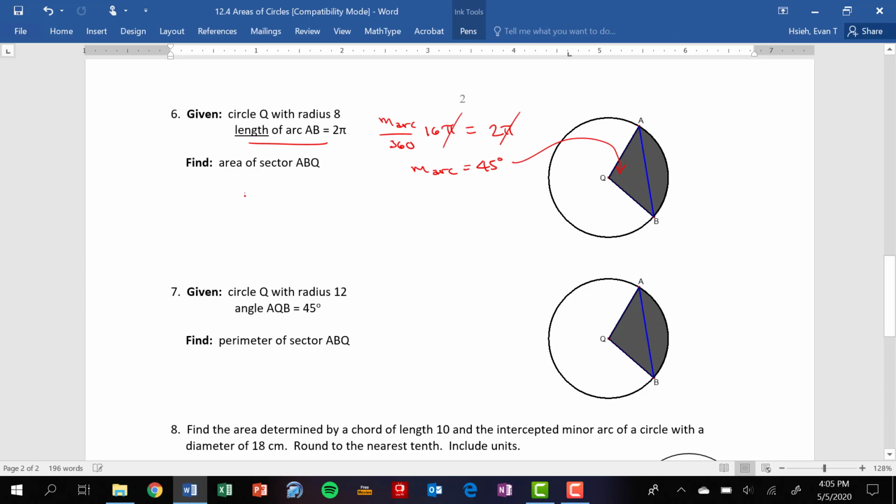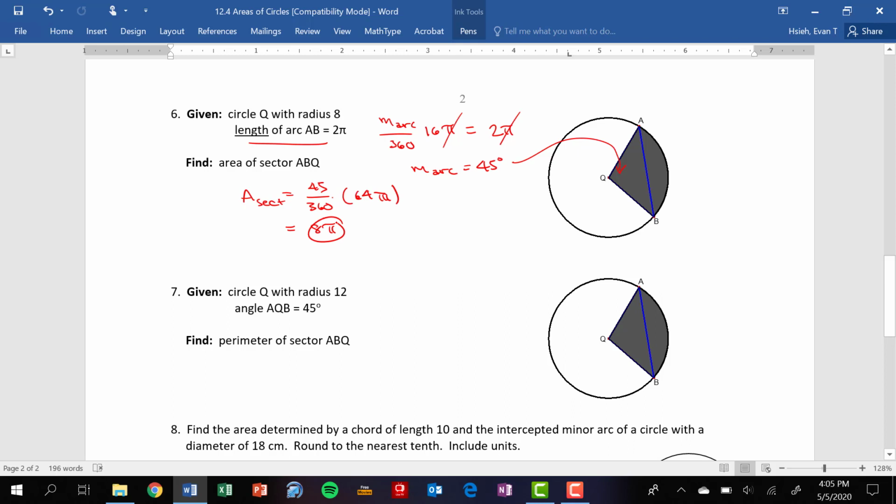So I know that that guy right there is going to be 45, even though it doesn't look like it is. And then the area of the sector from the first side, we know that the area of the sector is equal to the measure of the arc, which is 45 divided by 360, times the area of the entire circle. So it's 64 pi because the radius was 8. And that simplifies to, I believe, 8 pi.